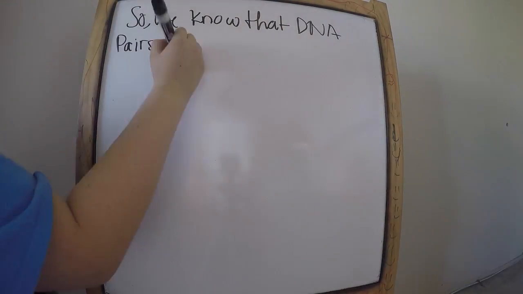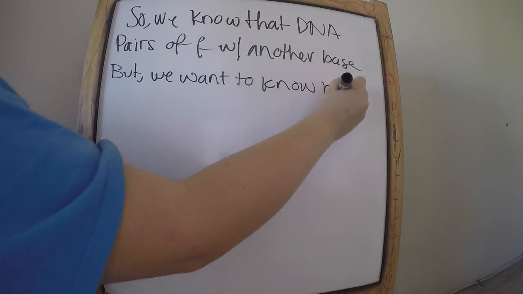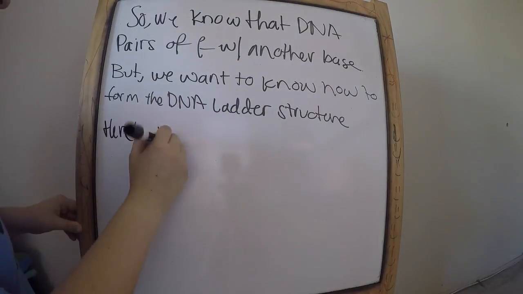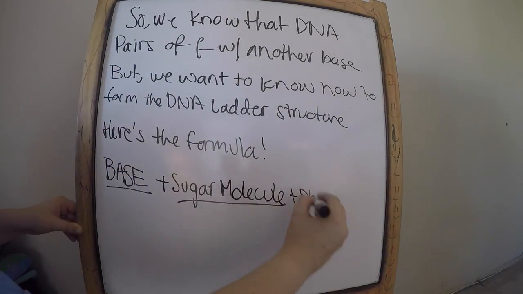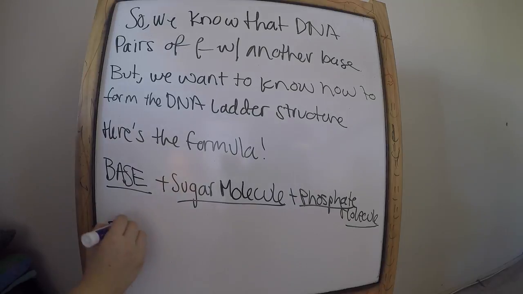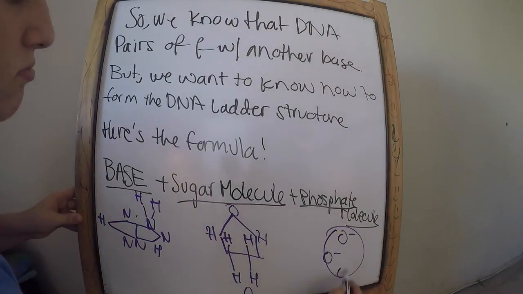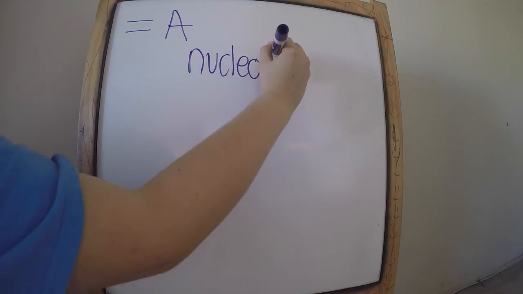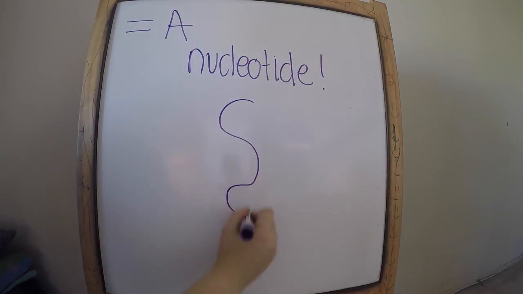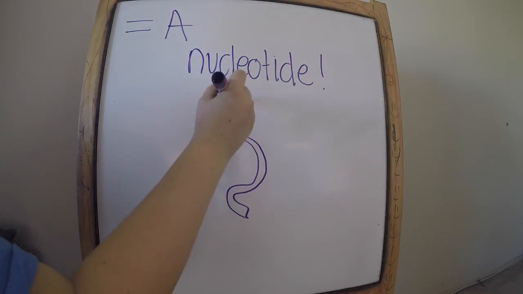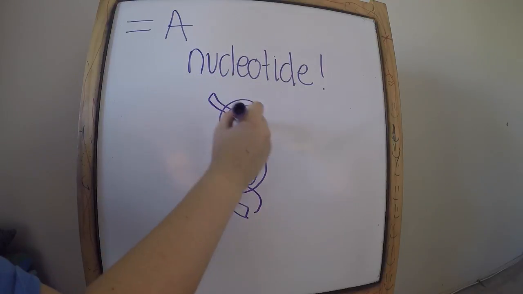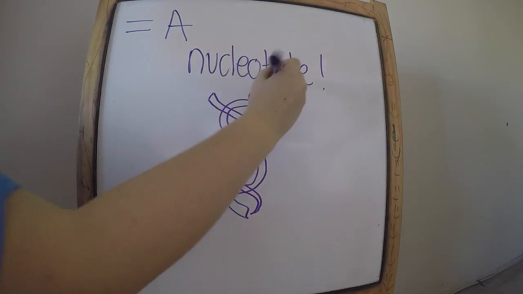Each of these bases attaches to a sugar molecule and a phosphate molecule. So the ladder structure formula is a base plus a sugar molecule plus a phosphate molecule equals a nucleotide. And when nucleotides form two long strands, a double helix is formed, which is the basic ladder structure for DNA.